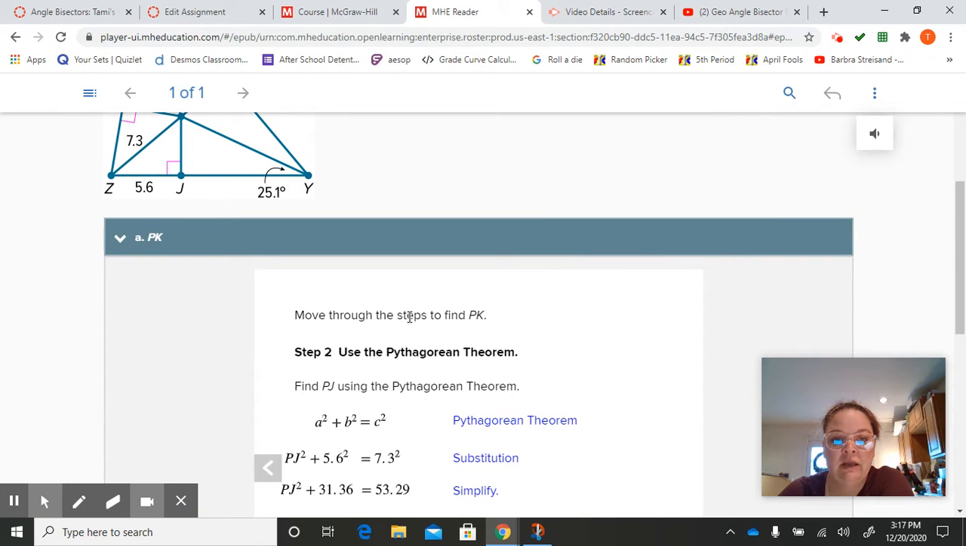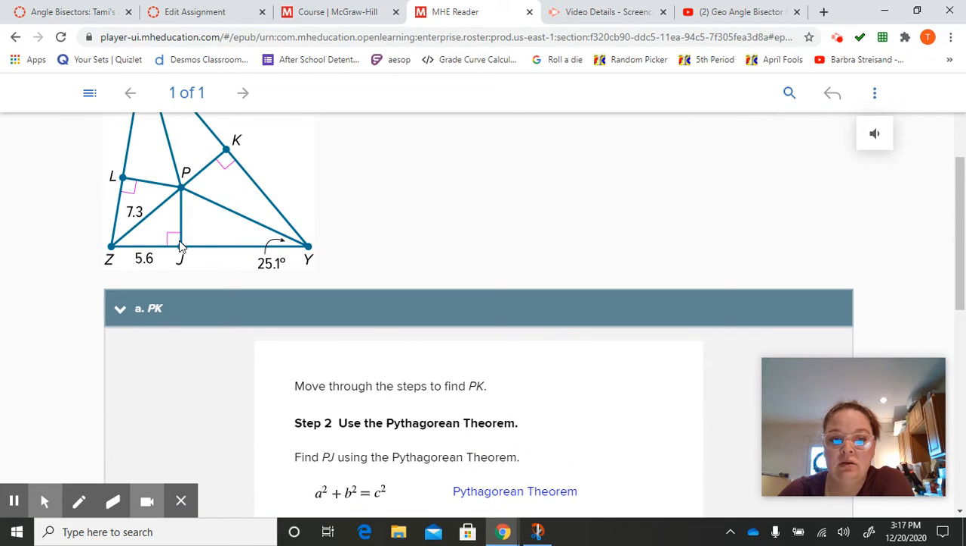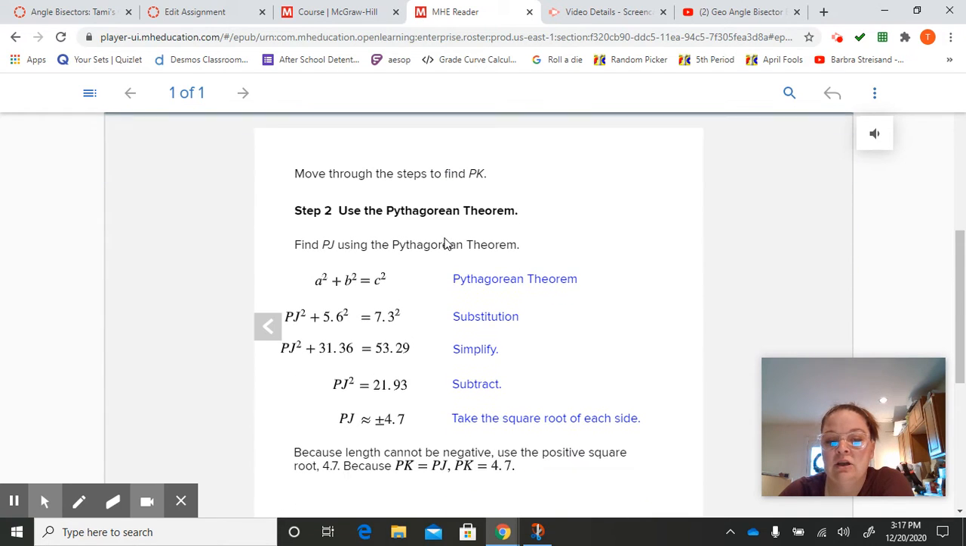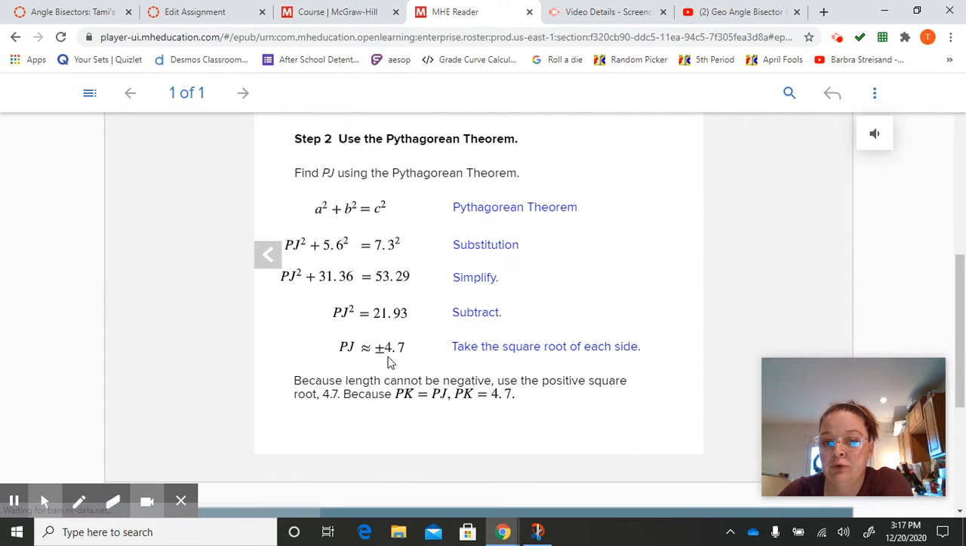So let's go back up here again. So PJ squared plus 5.6 squared has to be equal to 7.3 squared. So they're looking at this little triangle right here, and they're going to use that to find the distance from P to J. So squaring the 5.6, squaring the 7.3, subtracting from each side, we get that PJ squared is 21.93, the square root of which is plus or minus 4.7.